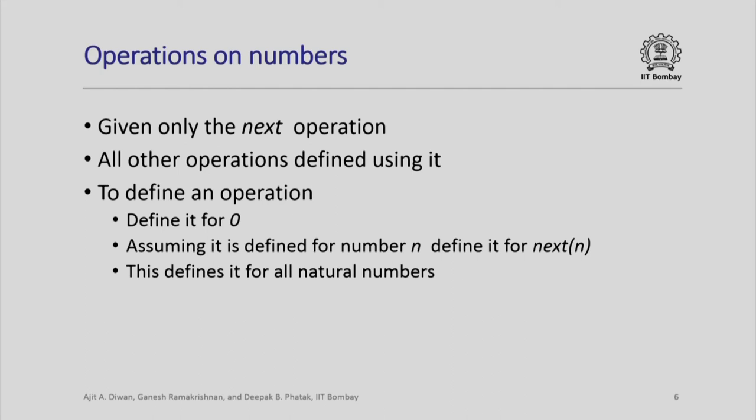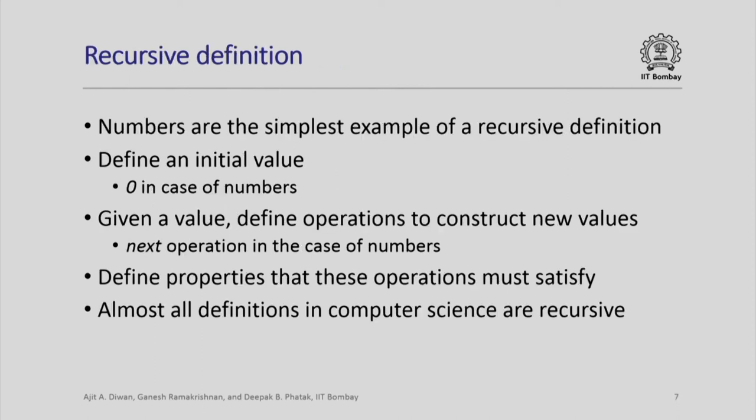Why? Because if you look at the set of numbers for which it is defined, it includes 0 because we have defined it for 0. And by the second property, it ensures that if it's defined for n, it is defined for next of n. So the set of numbers for which it is defined includes all natural numbers, and therefore it gets defined for all. We'll soon see examples of these, of defining many other operations on numbers.